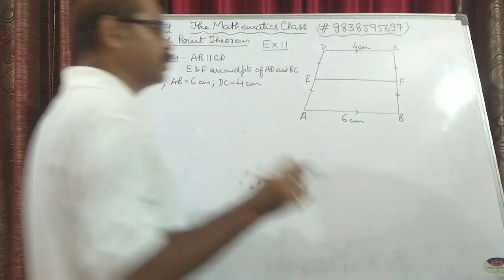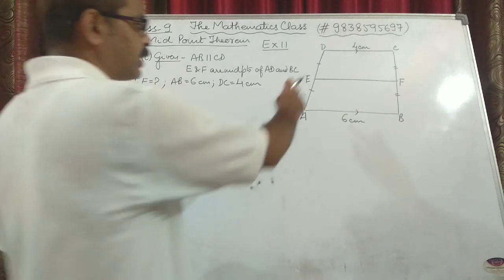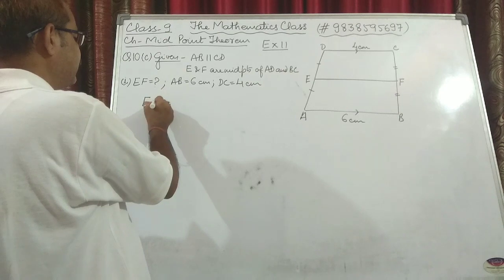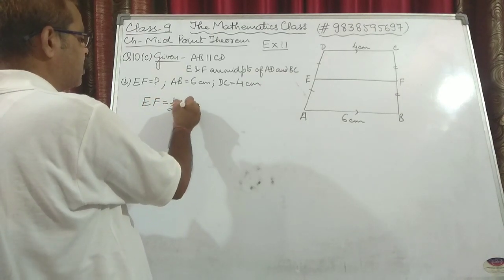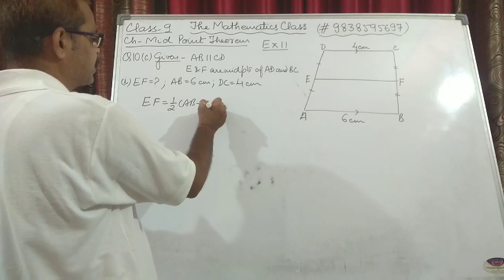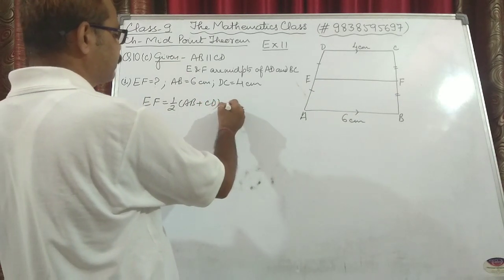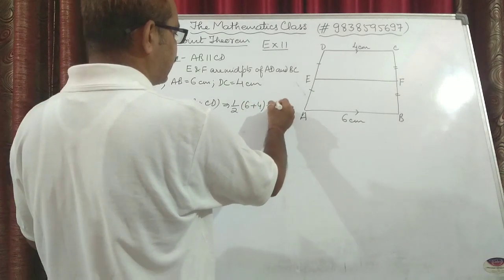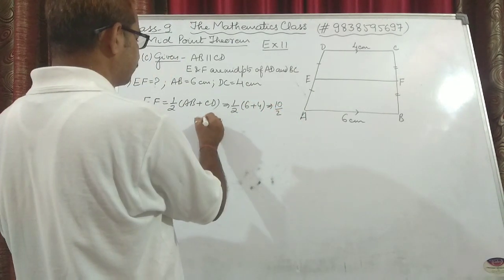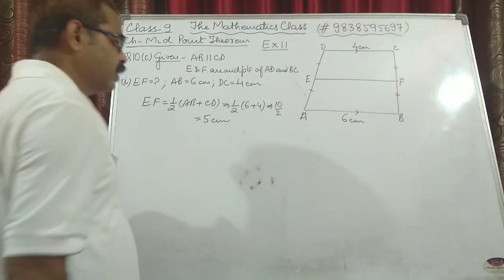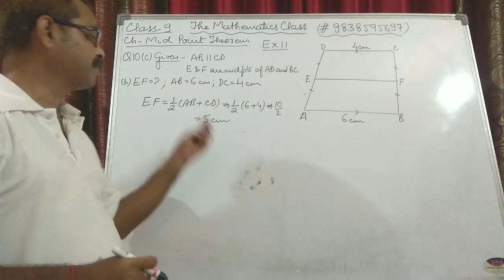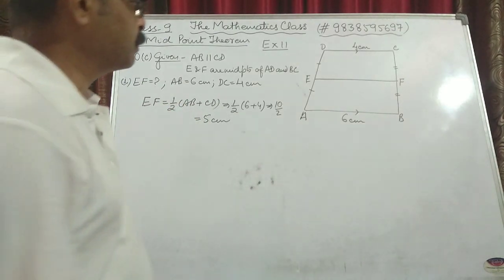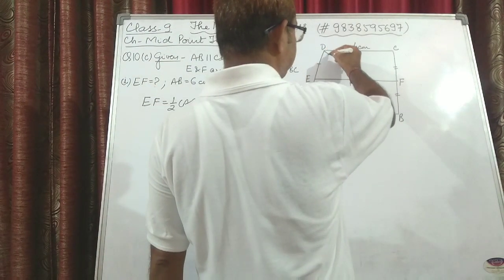In the previous questions you have seen that we have already proved that EF was half of AB plus CD. So simply you can place the value. AB is 6, CD is 4, 6 plus 4 is 10 and 10 upon 2, that is 5 centimeters. Now if the question comes in the exam, then you have to prove this. How are you going to prove this? That we have done in A part and B part. You will join this BD.